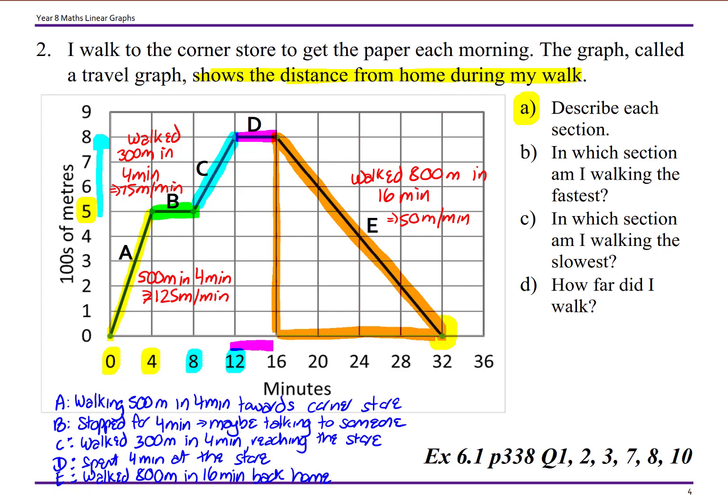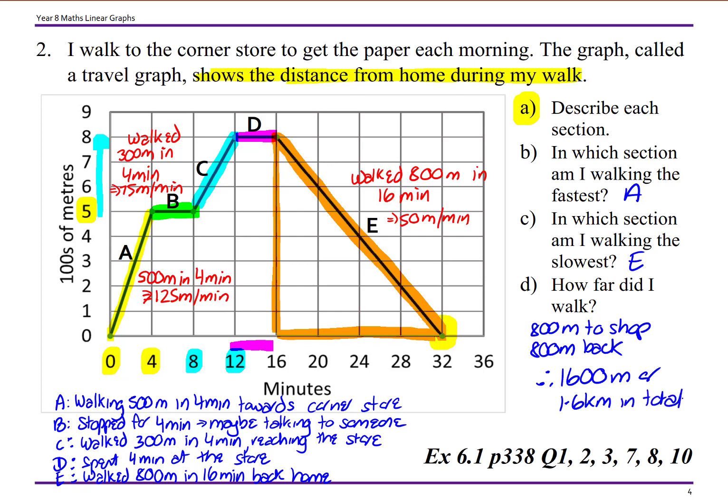So in which section am I walking the fastest? That's A. In which section am I walking the slowest? That's E. How far did I walk? Well, I walked 800 meters to the shop, 800 meters back, therefore 1600 meters or 1.6 kilometers in total. Okay, and the describe each section is down there.